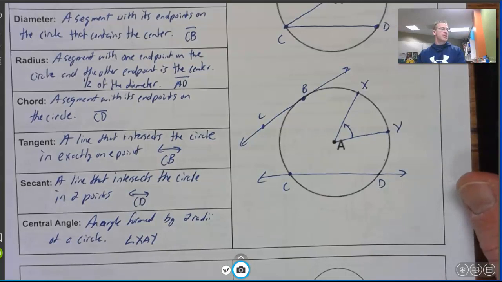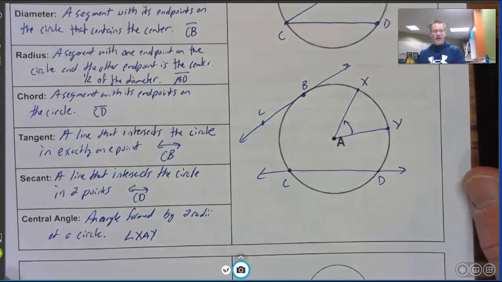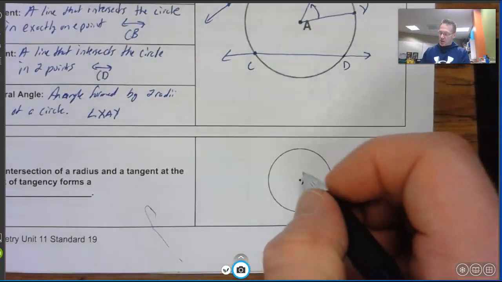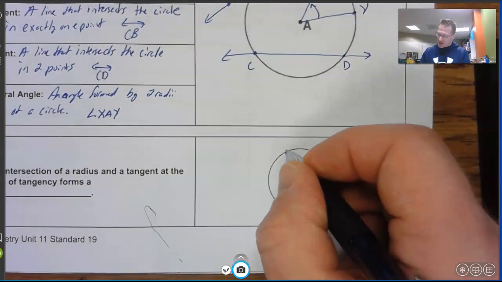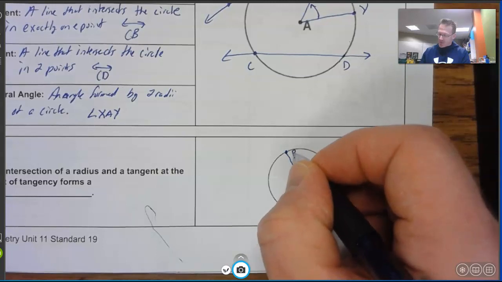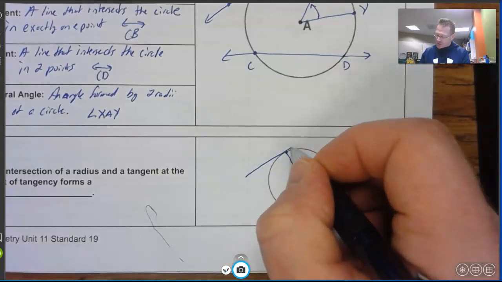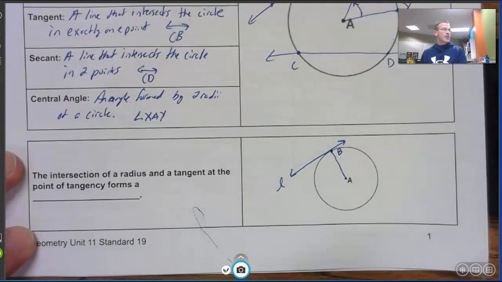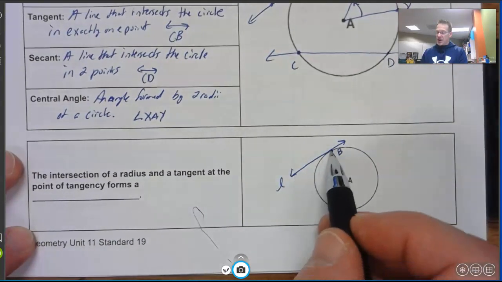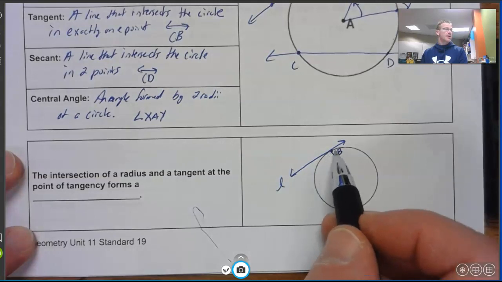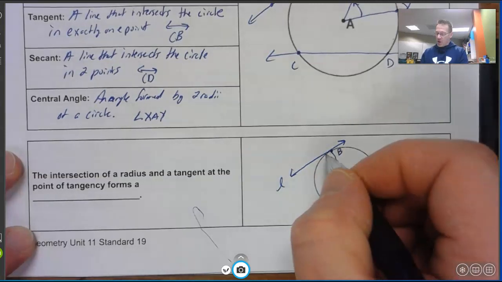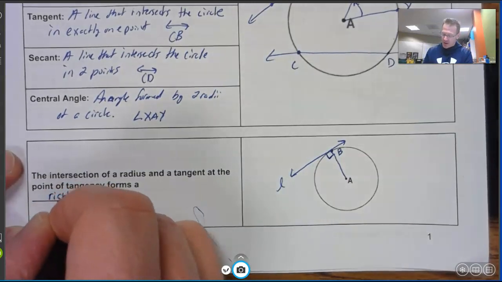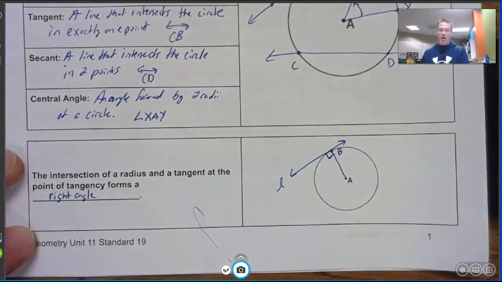Now there's one specific thing to know that happens when we talk about the intersection of a radius and a tangent. So if I have a radius here, we'll just say this is AB, and we have a tangent, we'll say line L is tangent. Whenever a line and a radius meet, this is called the point of tangency, you will always get a right angle. And we will use that to solve problems.